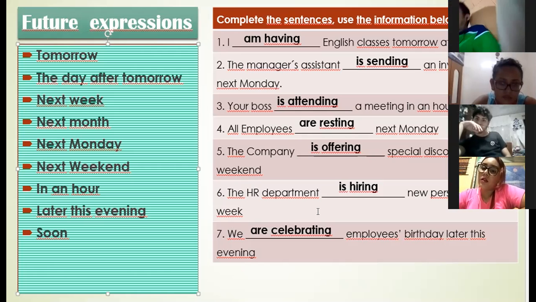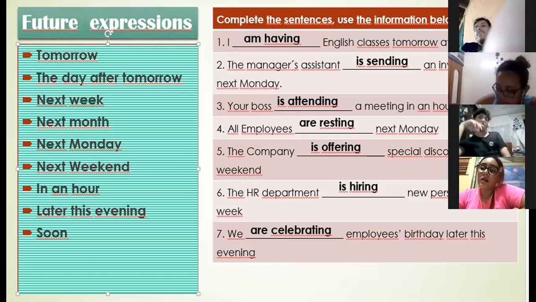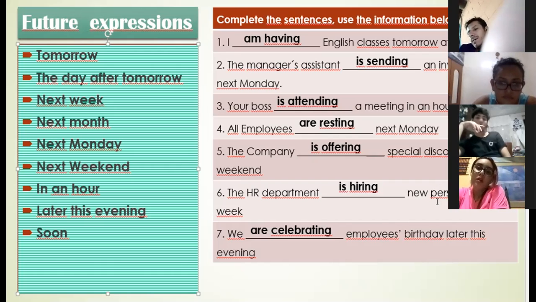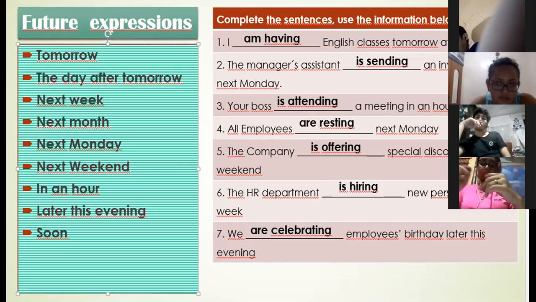Okay, so it will be is hiring new personnel. New personnel. In this word, the strong voice is here. Aquí es la mayor fuerza de voz. Si decimos personal, entonces estamos hablando de algo inherente a la persona, ¿verdad? Pero personnel is the people who work in a company, right?